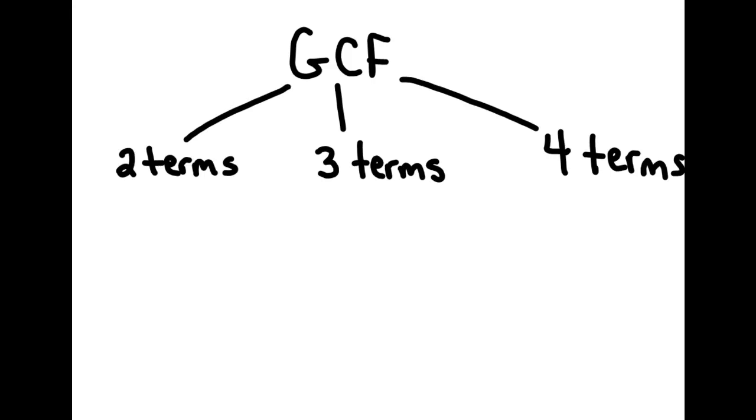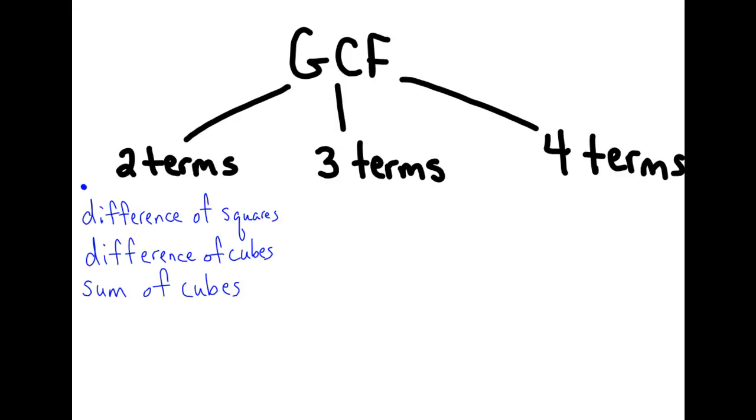The most important part of simplifying a rational expression is factoring. And to do this, we need to pull out the GCF first. Once we pull out the GCF, we need to look and see if there are 2 terms, 3 terms, or 4 terms. If there are 2 terms, we look to see if it's a difference of squares, a difference of cubes, or a sum of cubes.